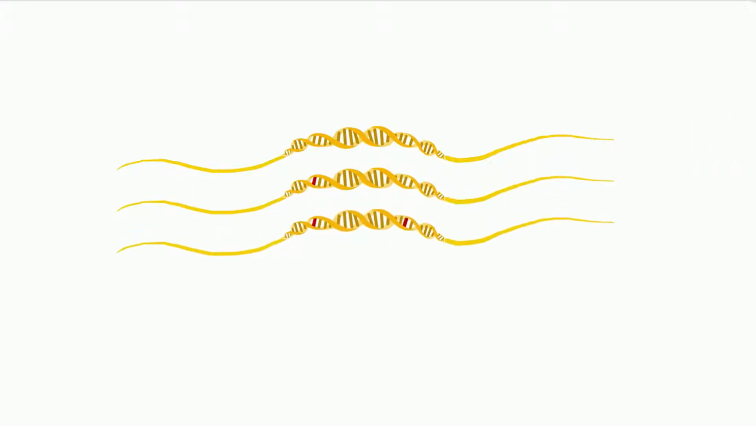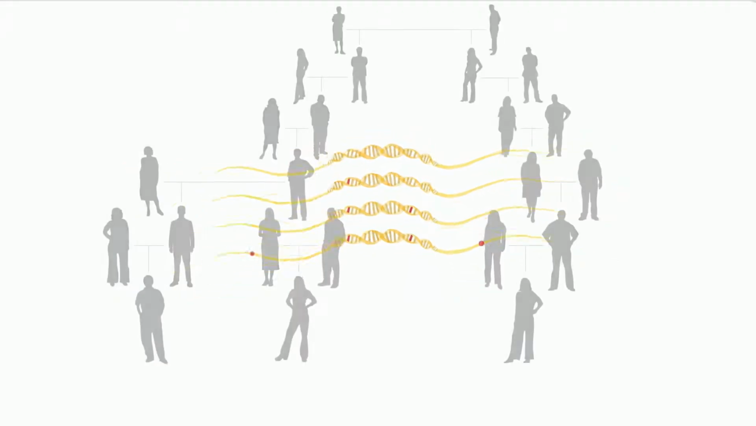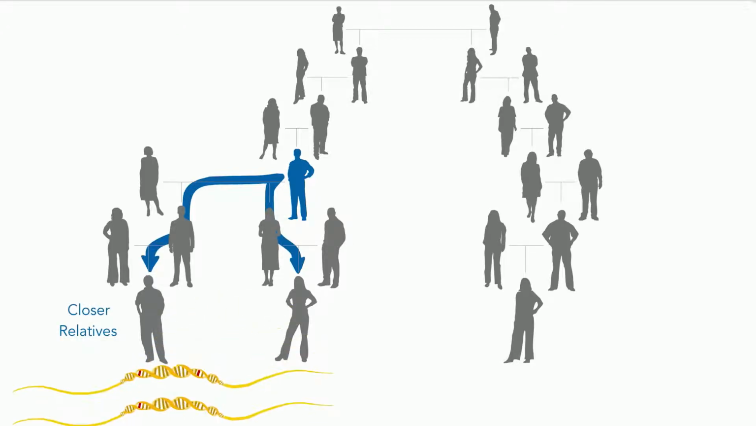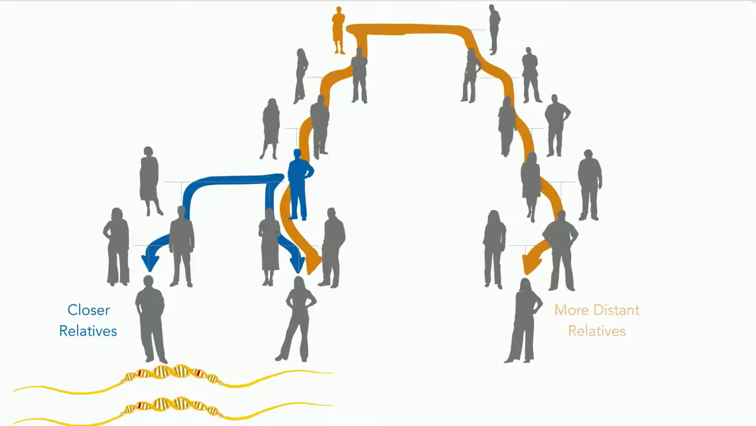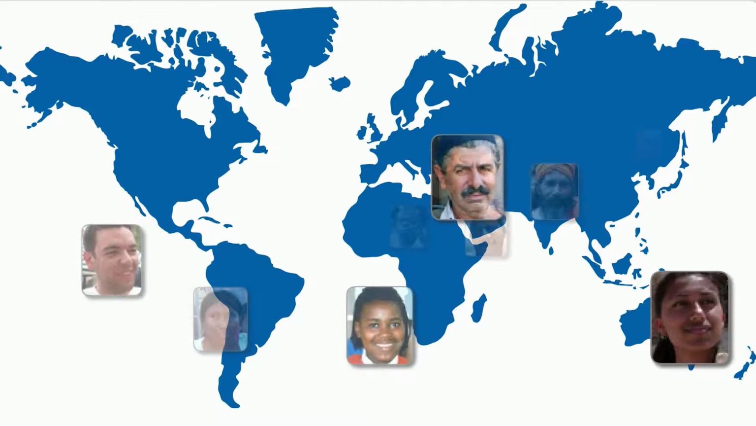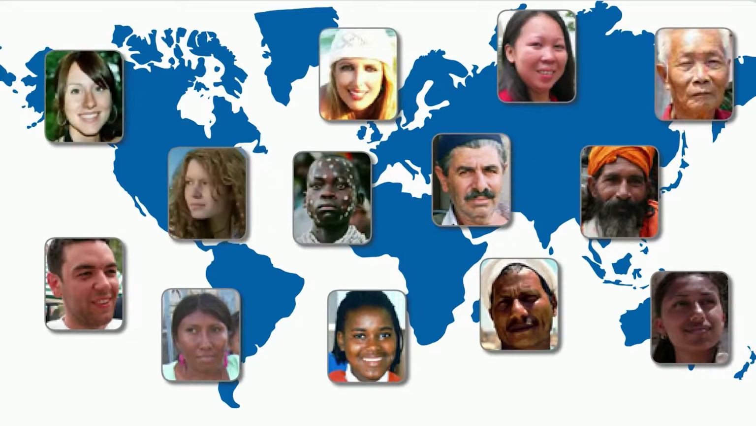As DNA is copied and passed down through generations, it gradually accumulates more mutations. People who are more closely related have few differences in their DNA. People who are more distantly related have more differences. Mutations are the root of human variation. They are the source of differences among all the people of the world.